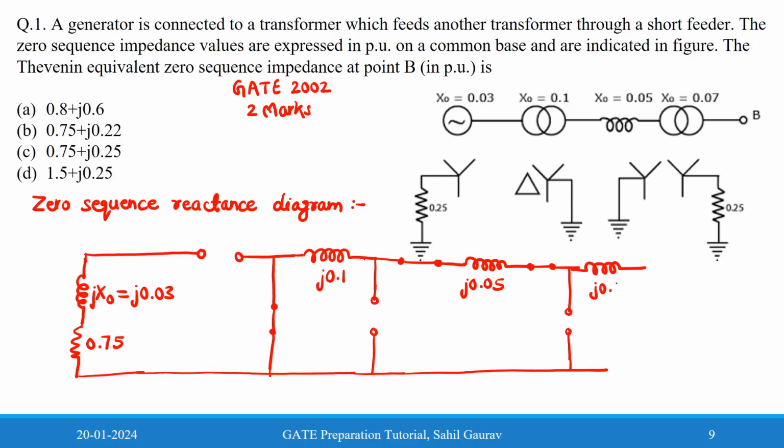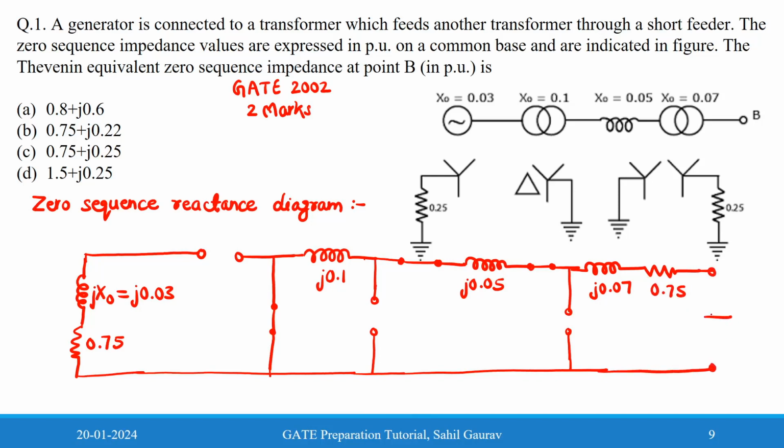And for the transformer, it is J 0.07. Now it is grounded, so take it as 3 times Zn. So 3 into 0.25, that is 0.75. And this point is B.